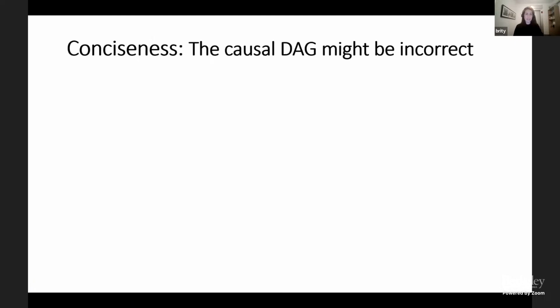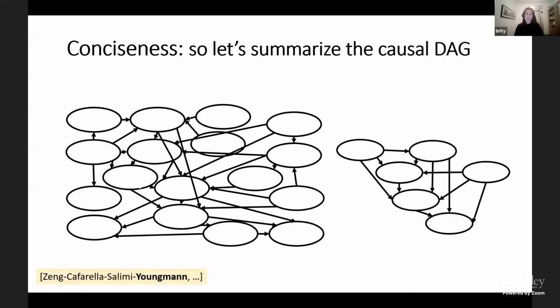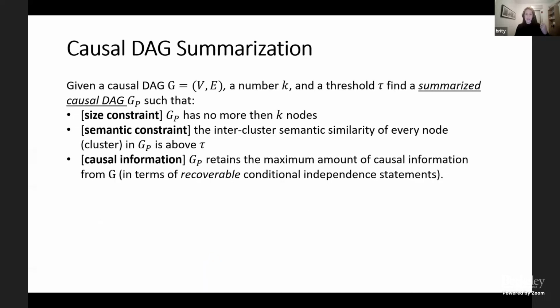And I'm going to move next to the last challenge, about conciseness. As I mentioned, the causal DAG might be incorrect, and we want to enable this causal DAG to be manually verified. So an idea is to summarize the DAG. And this is another ongoing research with Anna Zhang, Micah Farrell, and Babak Salimi. The main idea is that we want to summarize this causal DAG. Intuitively, I'm just going to give you the high-level idea of what we're trying to do: we want to make sure that the input causal DAG will be summarized to have no more than k nodes.